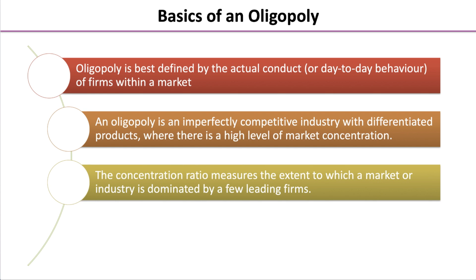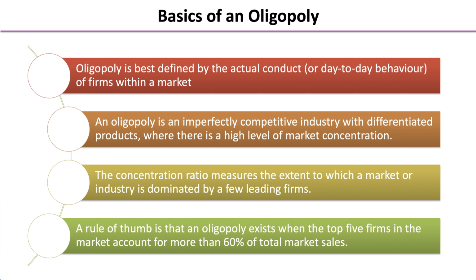Now we measure this by something called a concentration ratio, and this measures the extent to which a market or industry is dominated by a few leading firms. And a rule of thumb to determine whether a market is an oligopoly is when the top 5 firms in the market account for more than 60% of that market's total sales. So here we would say that the concentration ratio, the 5 firm concentration ratio, is more than 60%.